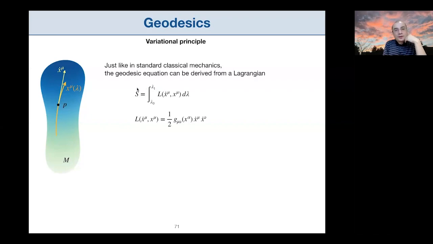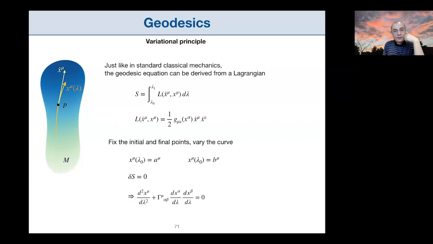Now, the geodesic equation can also be recovered from a simple variational principle. In fact, from many variational principles, but the simplest one is that you take one half g mu nu x dot mu x dot nu, the squared length of the tangent vector, as your Lagrangian. Then if you take the variation of the action with respect to the variation of your curve and look for stationary points, what you recover is the geodesic equation. We will, in fact, check that probably during the next lecture.